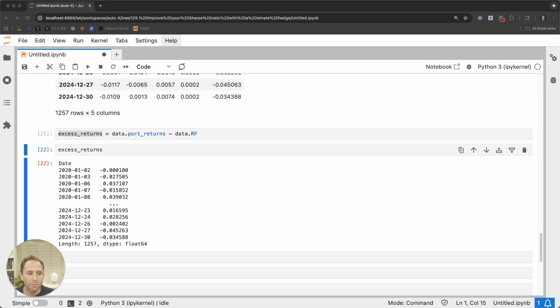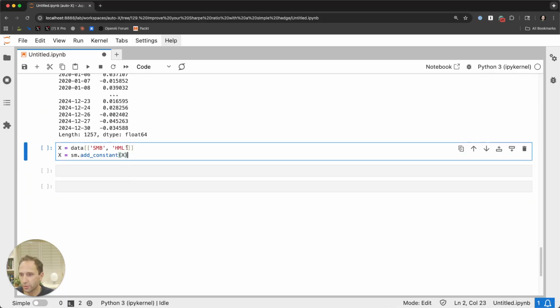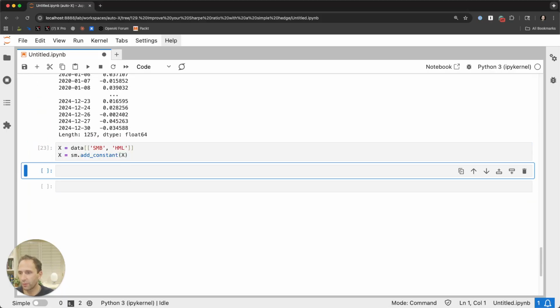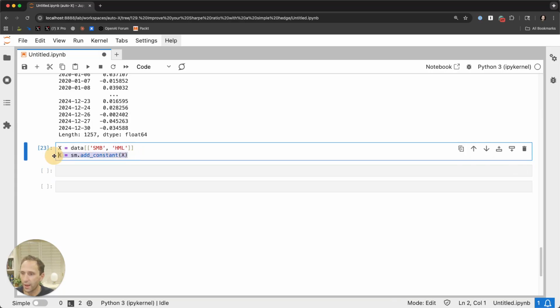So now let's actually model these excess returns using the Fama-French factors. So we're going to build a regression here, and you need to do a little bit of manipulation, so-called, to create this, add this constant.